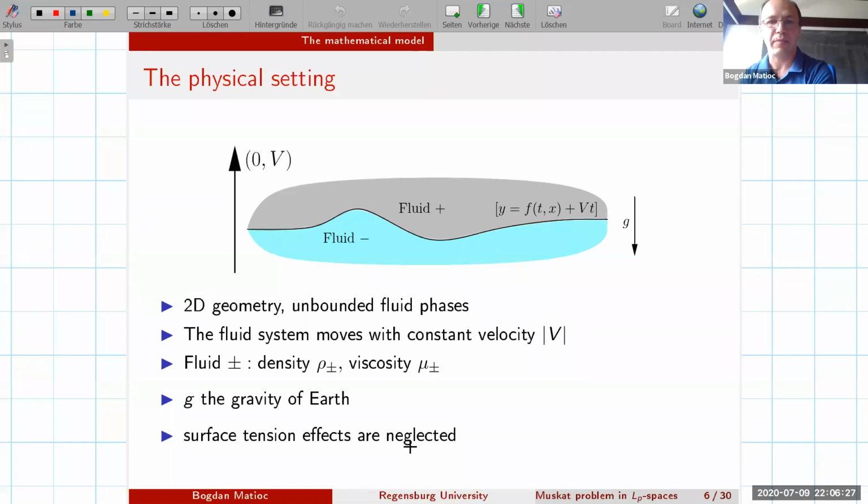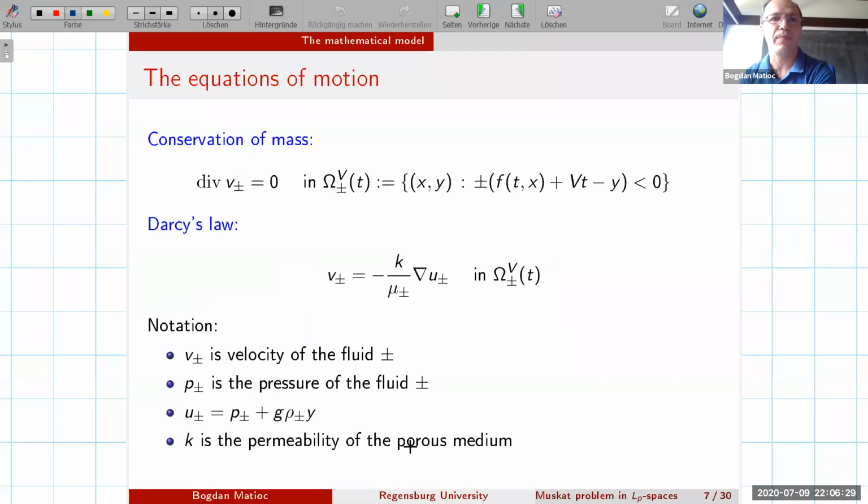And now let me present the equations of motion. First of all, the densities of the fluids are assumed to be constant, and from the conservation of mass equation, we obtain that the divergence of the velocity field is 0 in the fluid layers. So these are the fluid layers located below or above the graph of f plus vt.